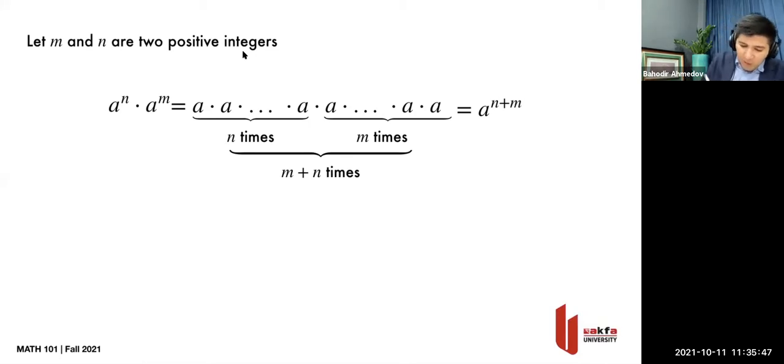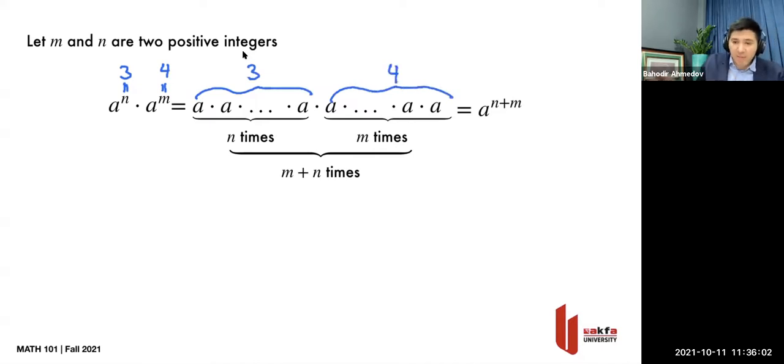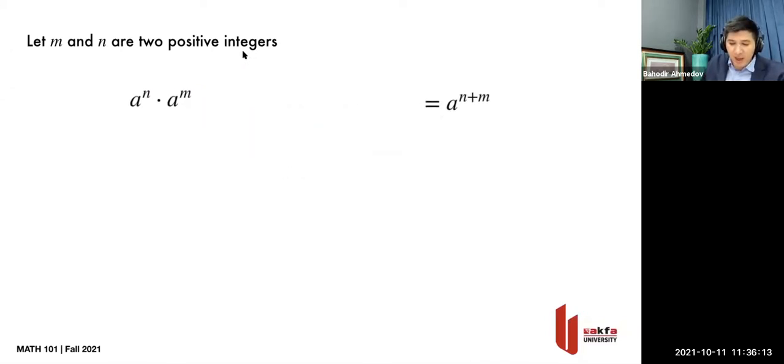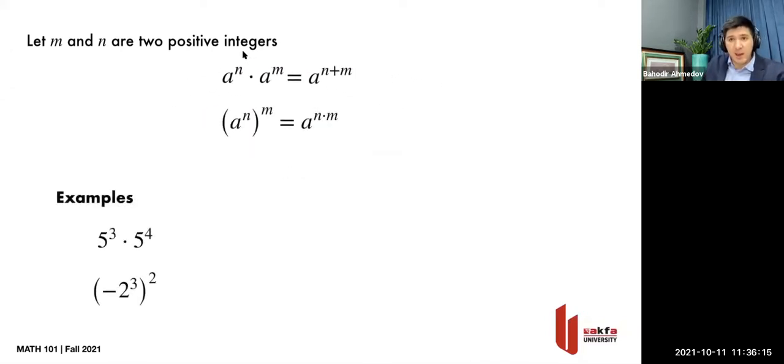For example, if you power up a to the 3 and multiply it by a to the 4, you write down a 3 times, then you write down a 4 times, but it is obvious that you're writing down a 7 times altogether, right? So a to the power of n times a to the power of m, if the bases are the same, is nothing else but a to the power of n plus m. At the same time, there's another formula.